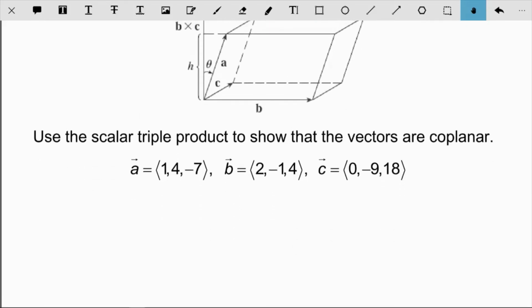Okay, so what I want you to do on this next problem, it says use the scalar triple product to show that the vectors are coplanar. So when you calculate this, you'll understand what I mean by that. But go ahead and find that scalar triple product and see what you get for it. So you're going to find the triple product, and then you're going to find the magnitude of it.